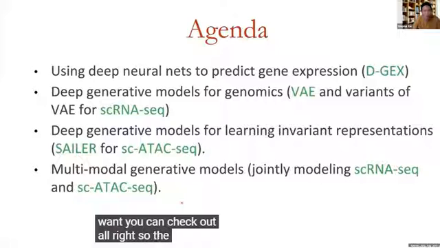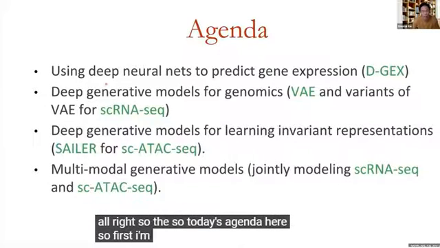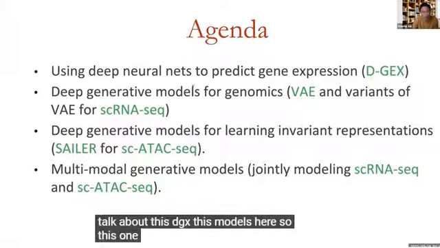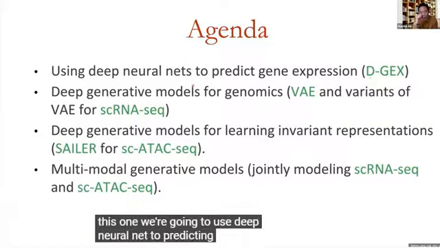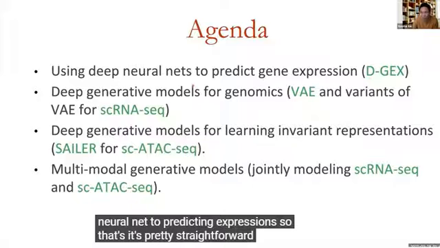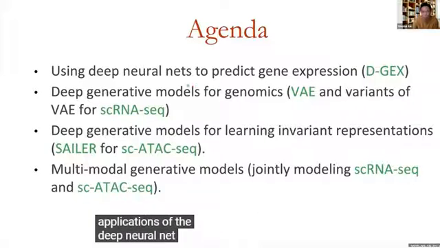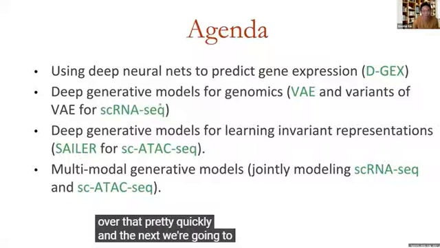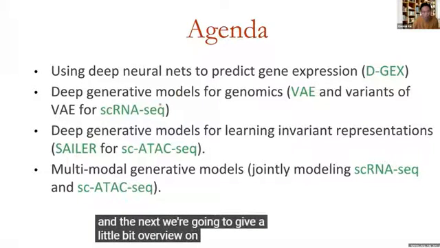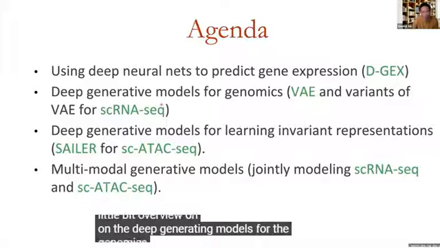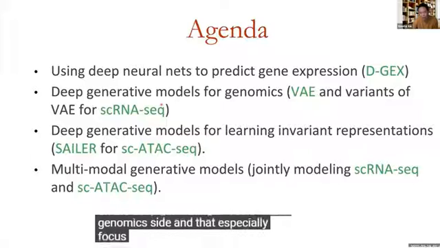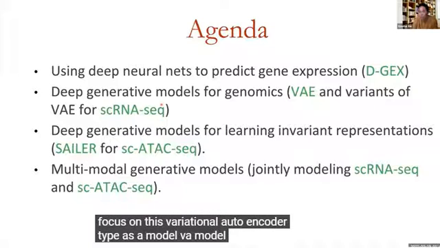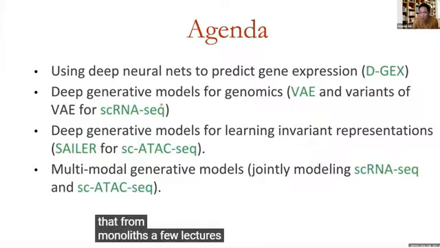All right, so today's agenda. First, I'm going to talk about the DGX models. Here we use a deep neural net to predict gene expression. It's a pretty straightforward application of a deep neural net, so I should be able to go over that pretty quickly. Next, we'll give a little overview of deep generative models for the genomic side, especially focusing on variational autoencoder type models, VAE models. You learned about that from Manolis a few lectures ago.